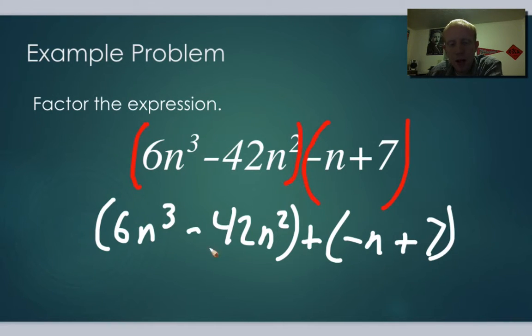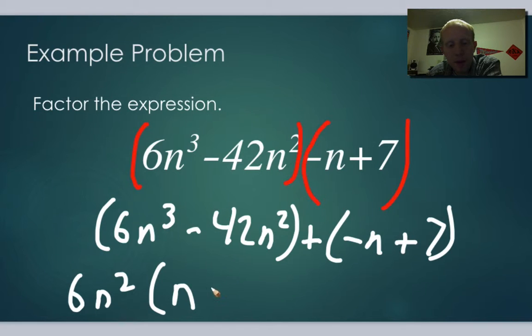Now we want to pull out the common factors from each expression. This one has a common factor of 6n squared. If we pull out 6n squared, 6n squared times n gives us 6n cubed, minus 7. 6n squared times n times negative 7 gives us that expression above.